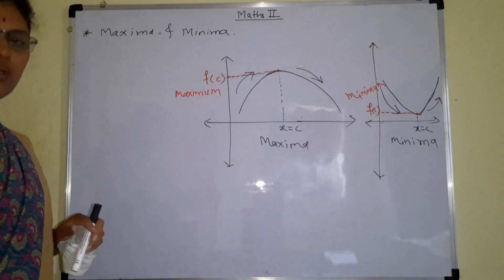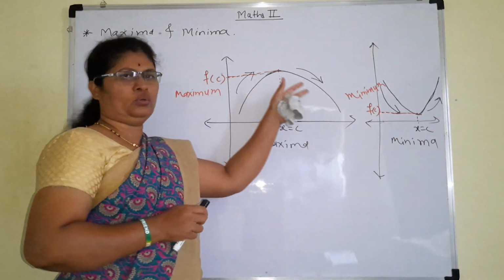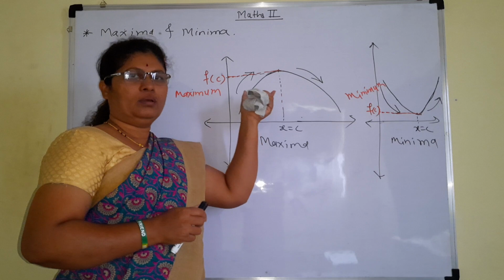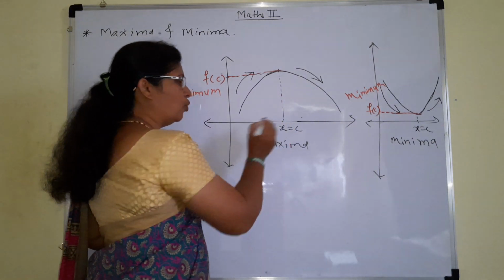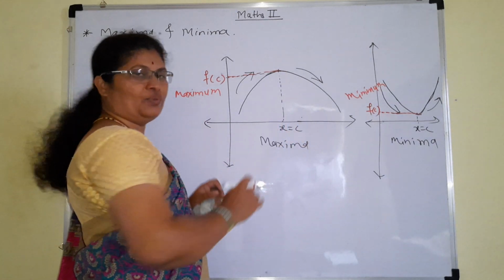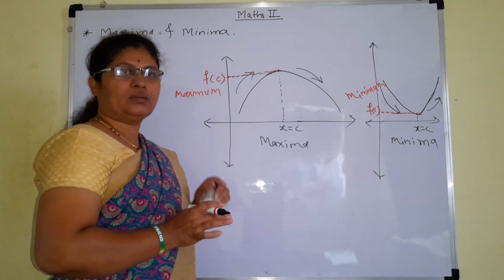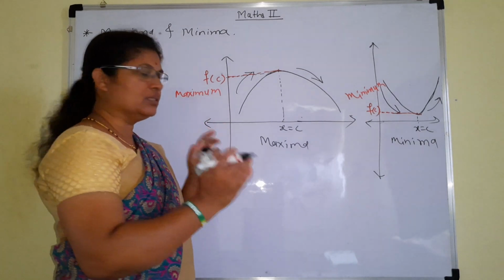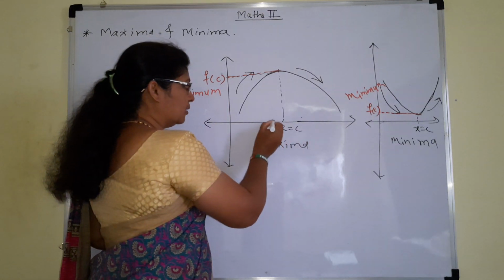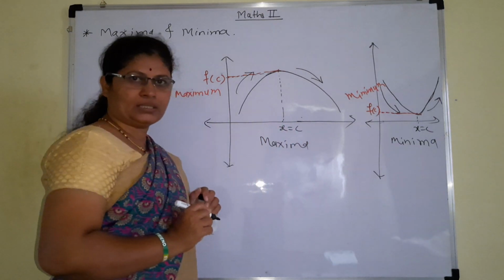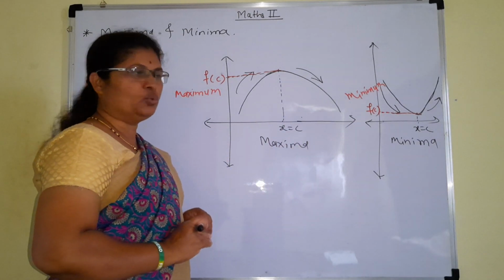Now, for every graph you will not see graphs like this. So what will you check? You will consider some neighborhood of x. Every time the graphs will not be like this. For that point we will consider its neighborhood. Neighborhood means I will consider some points to the left hand side of x equal to c and some points to the right hand side of x equal to c.